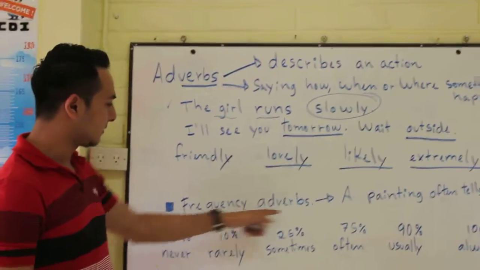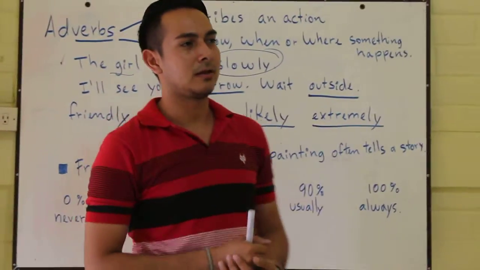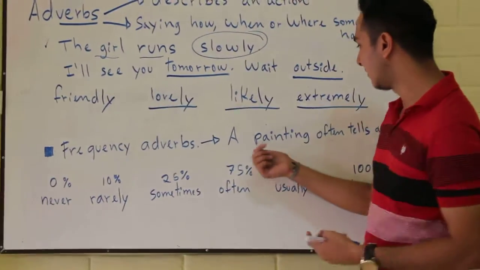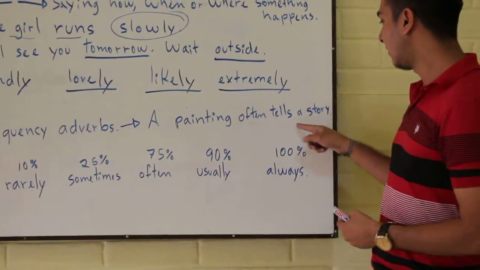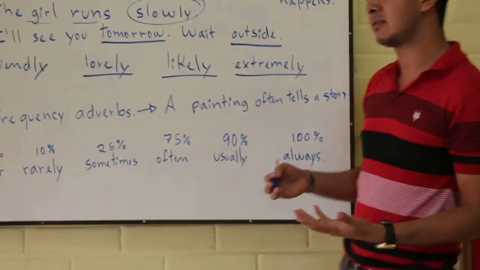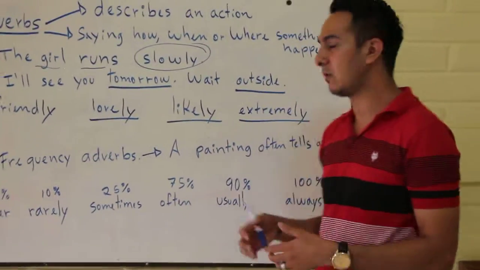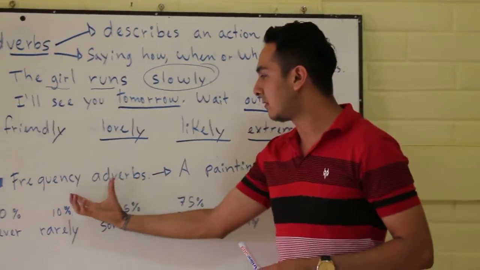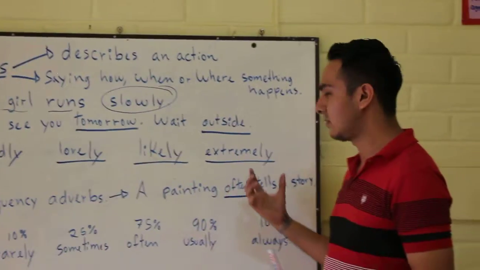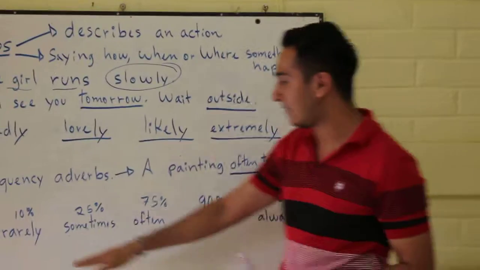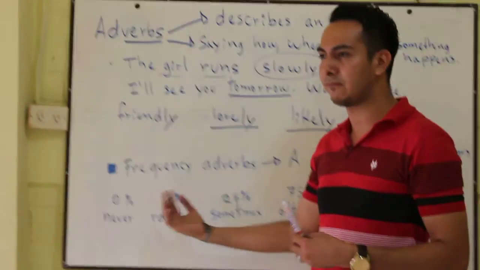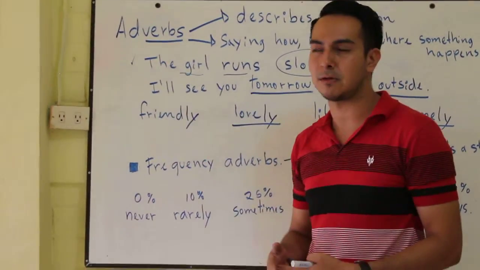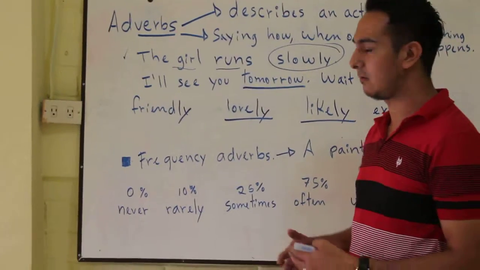And now we have frequency adverbs. The frequency adverb tells me how often an action is performed. For example, we have the sentence, a painting often tells a story. How frequently does a painting tell a story? Well, often. The frequency adverb tells me how frequently an action is performed. Now we have some frequency adverbs that maybe are more common. There are a lot of frequency adverbs, and these are the most common that people use.